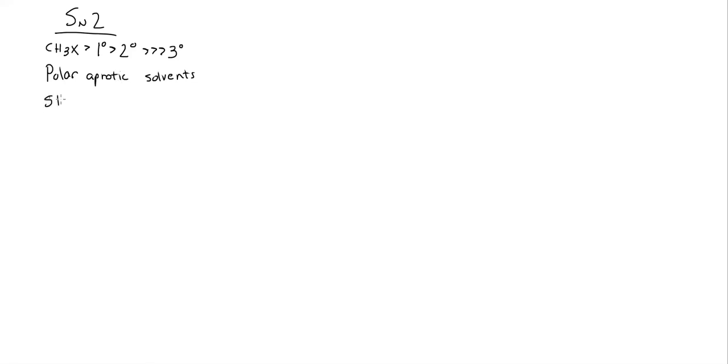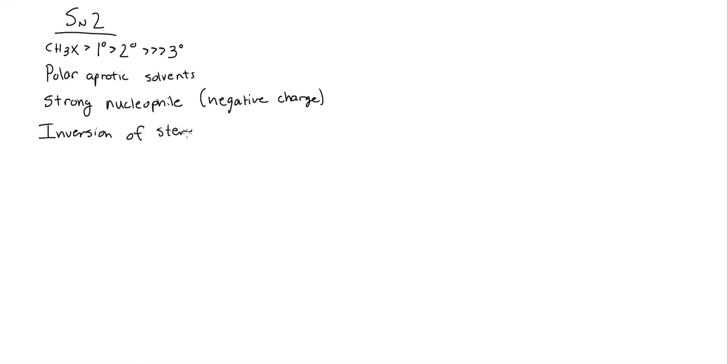Another thing is that we need strong nucleophiles, right? So we need a strong nucleophile. And what does that mean? Well, for our cases, that usually means that it has a negative charge, right? So if you see a negative charge in a nucleophile, very, very good chance that that's a strong nucleophile. Okay, so that's kind of what we're talking about there. And then the very last thing with SN2 is that there's an inversion of stereochemistry. So what does that mean? Well, we'll see what that means here in a second.